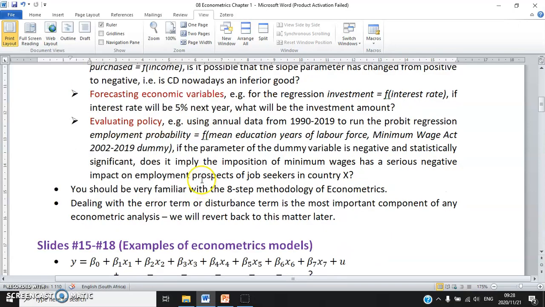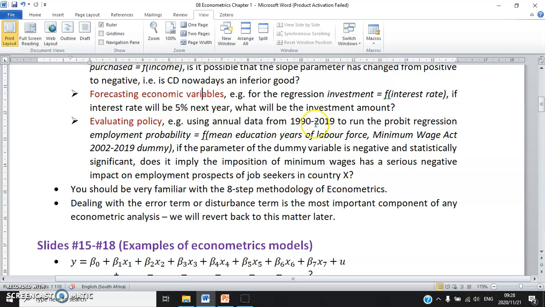Third one, forecasting. Then it involves time series data. So look at the regression: investment as a function of interest rate. If interest rate would be 5% next year, then I substitute 5% into the regression. Then I can forecast or predict the estimated investment next year. Last one, evaluate policy. So let's look at this example.